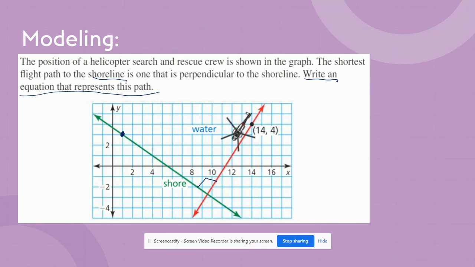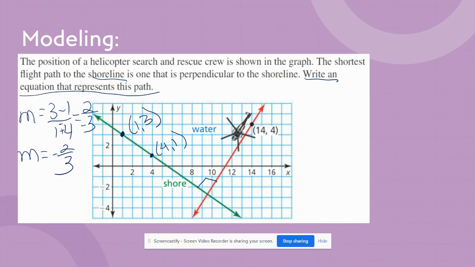I see an ordered pair here. That's 1, 3. And I see an ordered pair here at 4, 1. So let's start with finding that slope. 3 minus 1 over 1 minus 4. 3 minus 1 is 2. 1 plus negative 4 is negative 3. So I have a slope of negative 2/3. Our perpendicular slope then, the opposite of negative is positive, and the reciprocal or flip of 2/3 is 3/2.